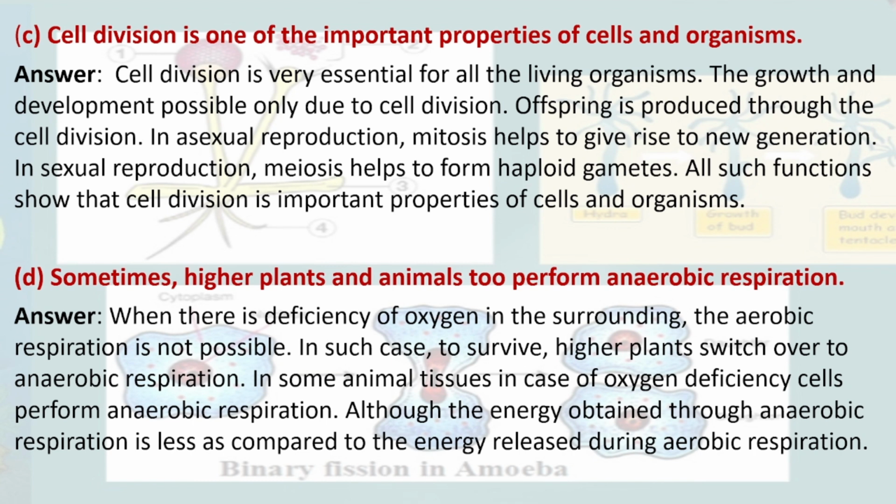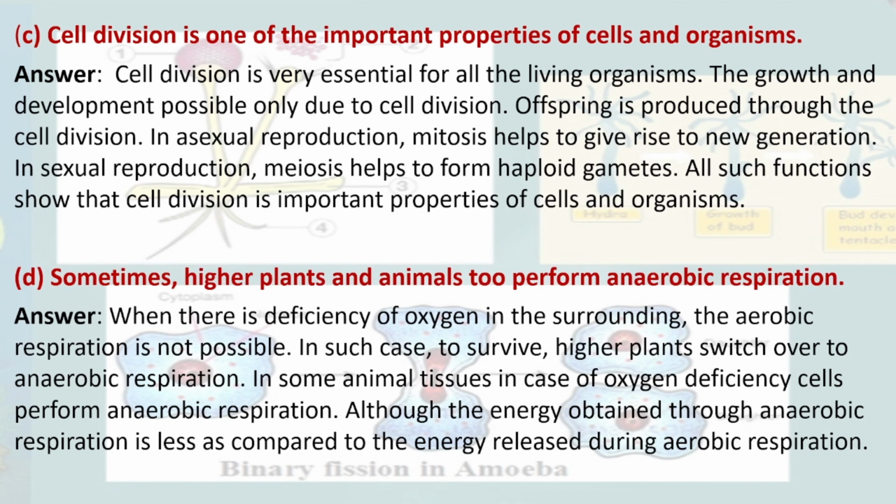C, cell division is one of the important properties of cells and organisms. Answer: cell division is very essential for all living organisms. Growth and development are possible only due to cell division. Offspring are produced through cell division. In asexual reproduction, mitosis helps to give rise to a new generation. In sexual reproduction, meiosis helps to form haploid gametes.